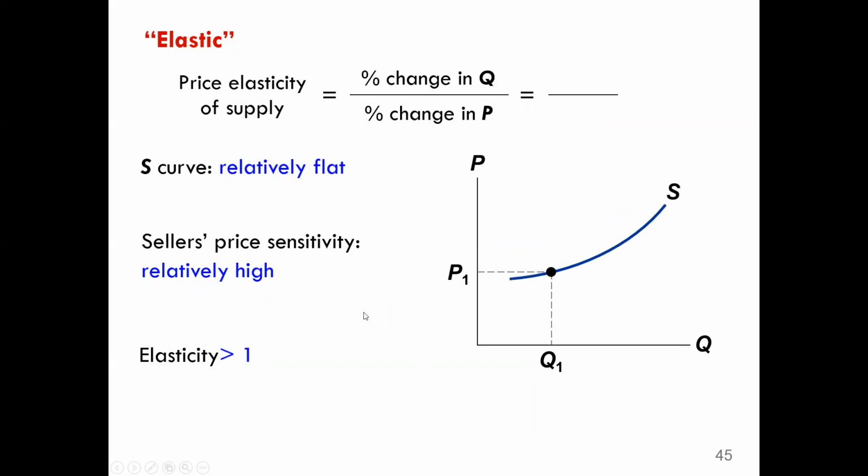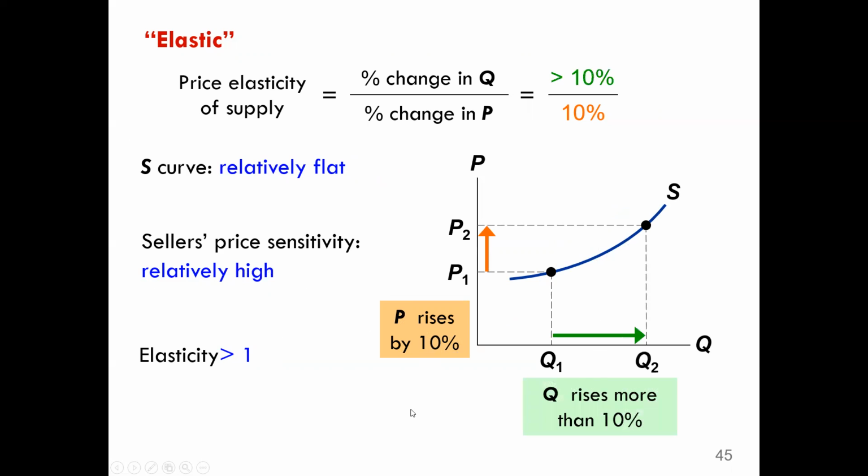Then the fourth supply curve is an elastic supply curve. So this type of curve is relatively flat. Price sensitivity is relatively high, and the price elasticity is greater than 1, as we'll see in this example. So when price increases from P1 to P2 by 10%, we can see that quantity rises by more than 10%. And so we would end up with a price elasticity greater than 1.